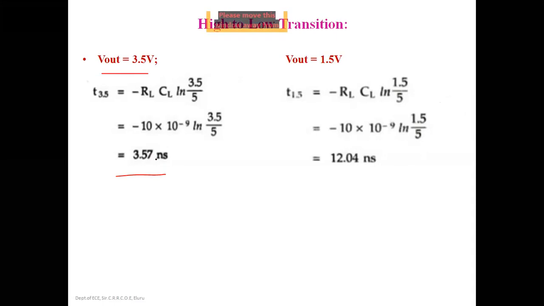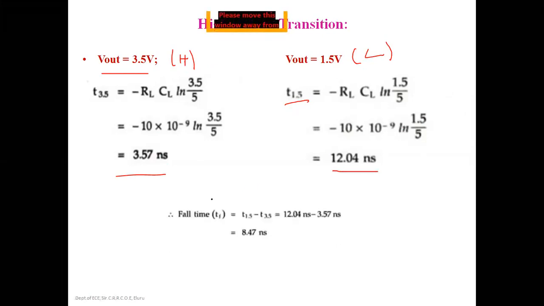Similarly, calculate the fall time at 1.5 volts. So 1.5 volts shows the low state, and 3.5 shows the high state here. By using the same equation, we will calculate for 1.5 volts. So now by rearranging that equation and solving it, you have the fall time at 1.5 volts is 12 nanoseconds.